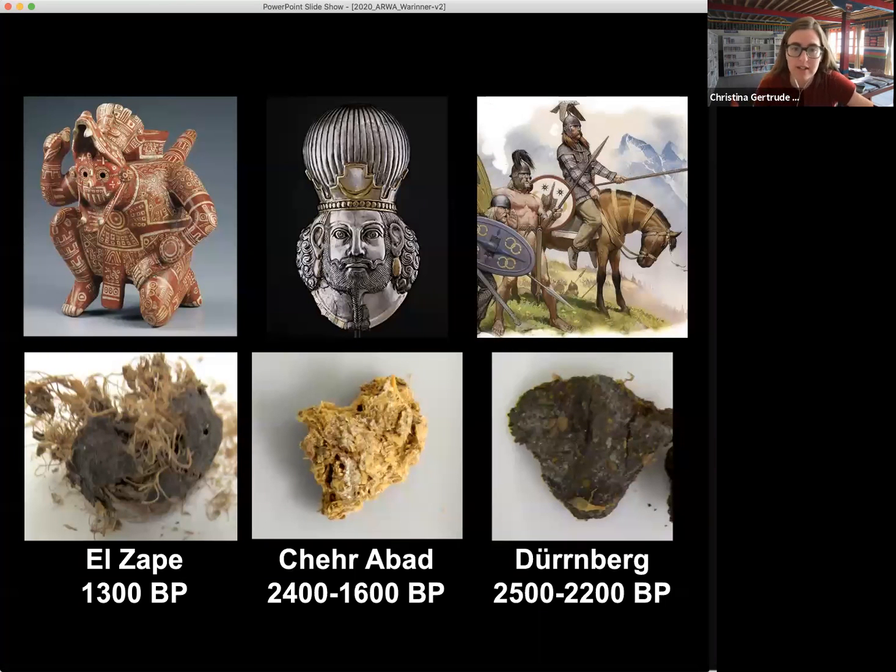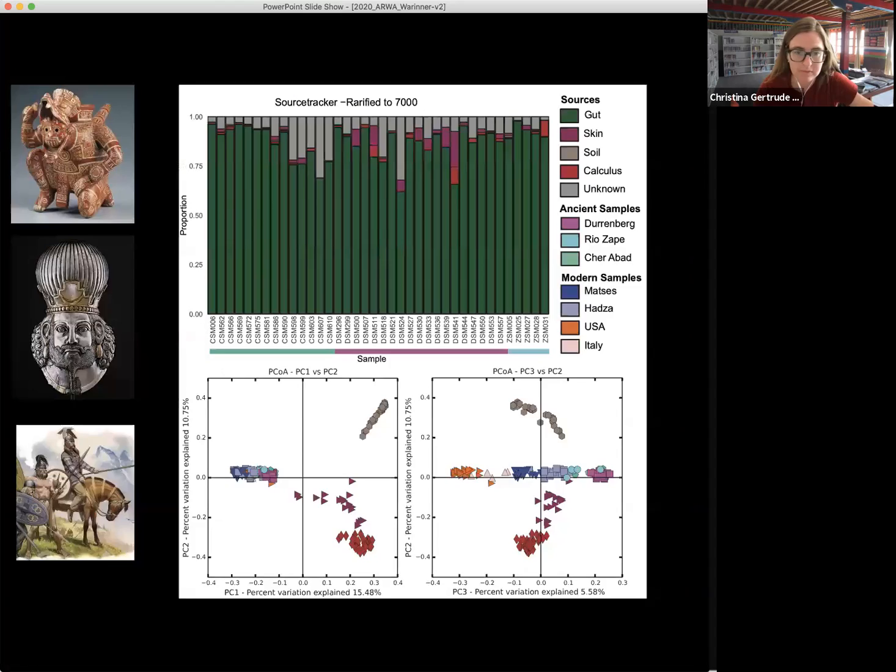I just want to give you an example of what we can learn by analyzing paleo feces for food. I'm going to talk about three specific examples that you see here. They come from very different contexts. The first is from ancient Mexico at a site called El Zape. I'm going to talk about some paleo feces that we analyzed from Chehrabad, from a salt mine in Iran, and also at the site of Dürrnberg, which is an Iron Age Celtic site at a salt mine in the Alps.